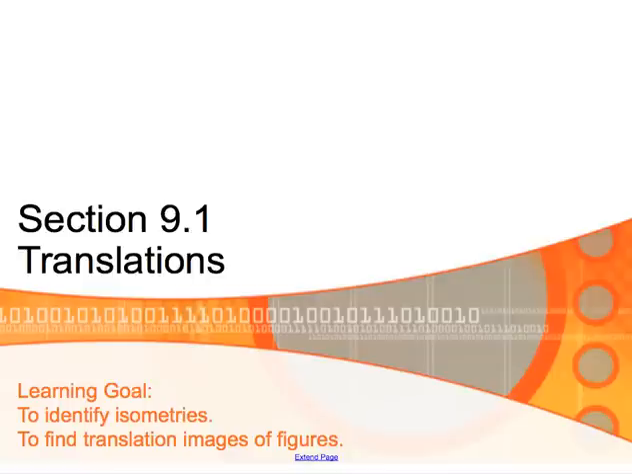Hello students, this video lecture will cover section 9.1, Translations. Our learning goal for this lesson is to identify isometries and to find translation images of figures. So let's start with the vocabulary.